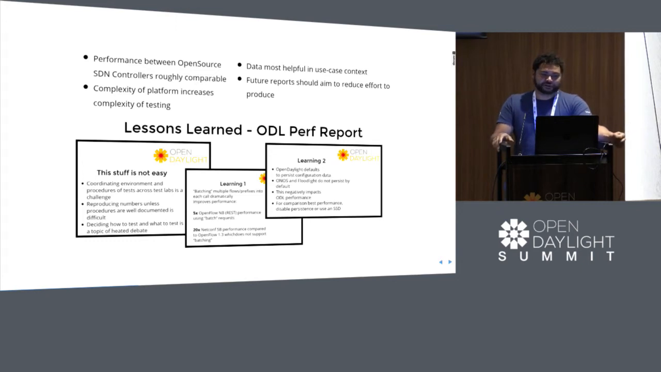Some of the lessons we learned from the ODL performance report. First, the performance between open source SDN controllers is roughly comparable, at least as we found when we tested in May. Second, the complexity of the platform increases the complexity of the testing. When I was talking earlier about full stack use cases, one of the reasons we don't have a performance report to report on right at this moment is that when you increase the complexity of the software stack you're using, it takes much longer to get a valid test, to create it, to automate it, and to put it in a place that will allow you to actually use the results.